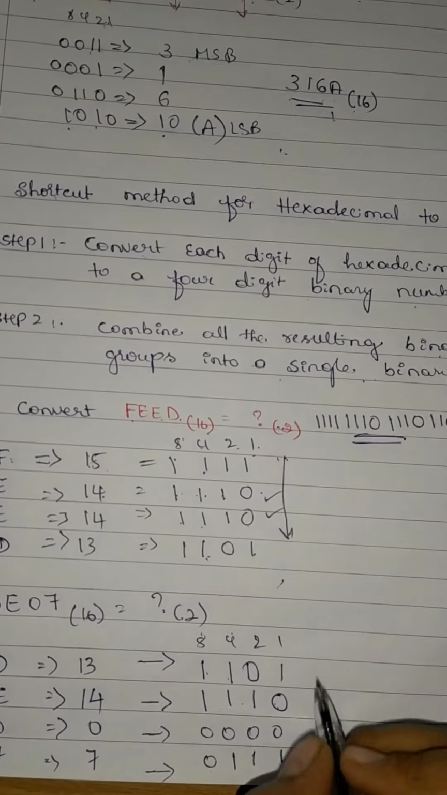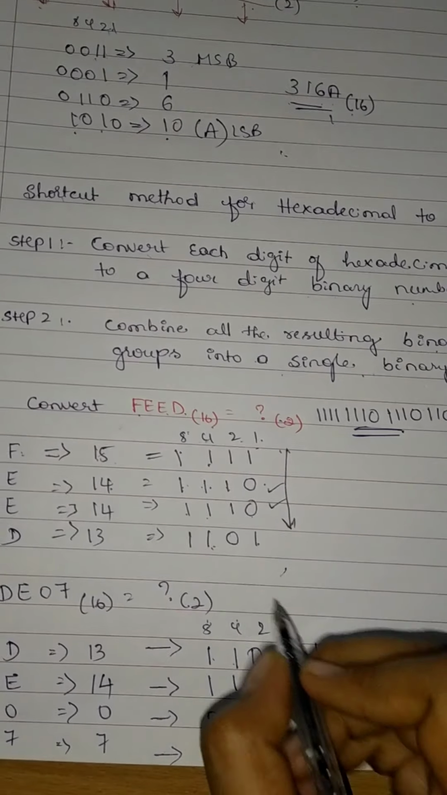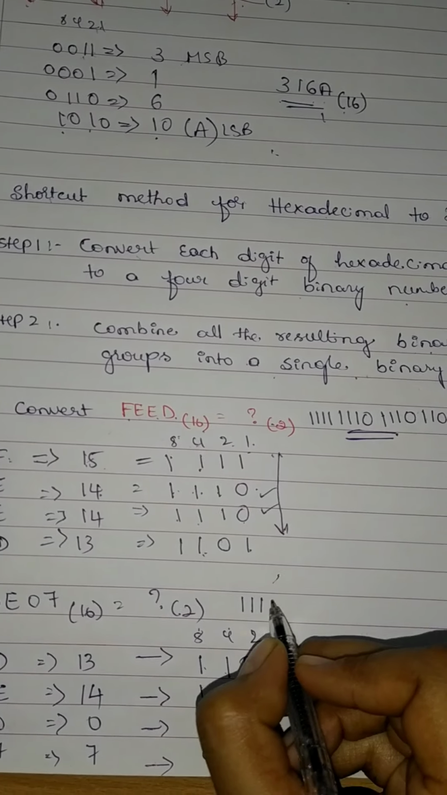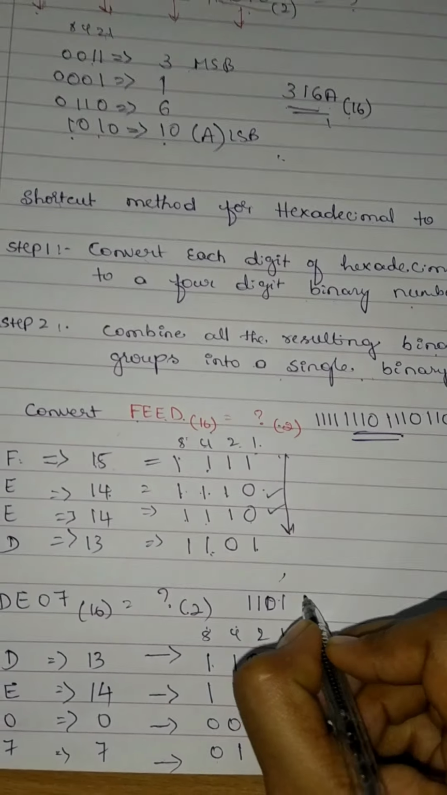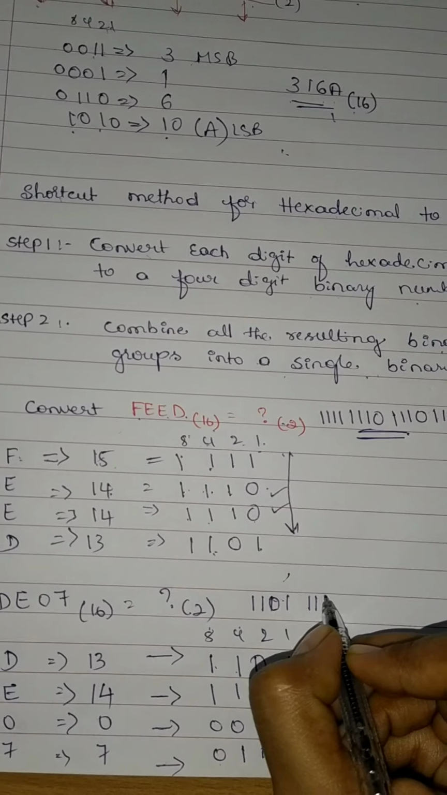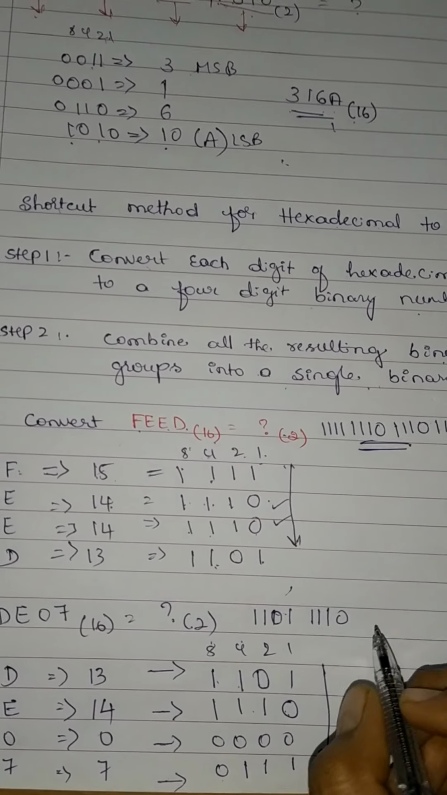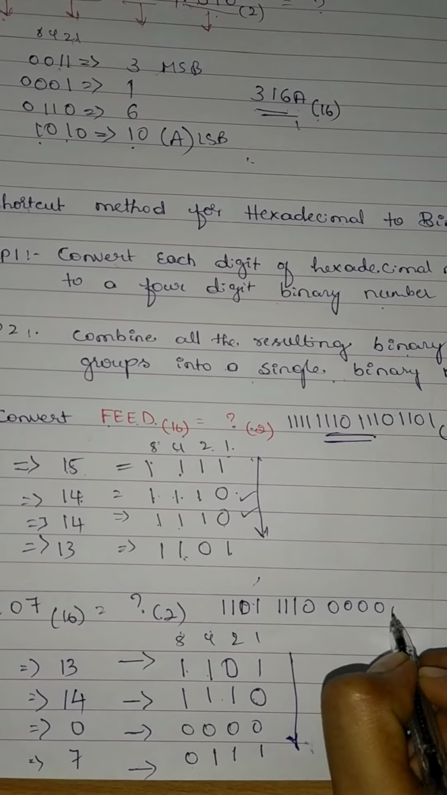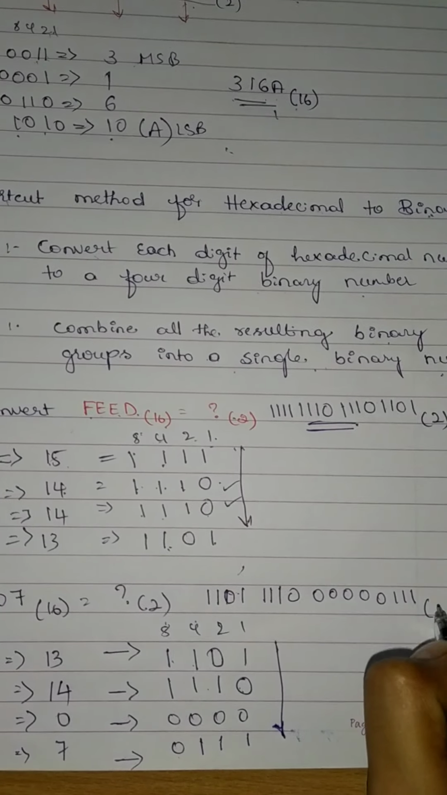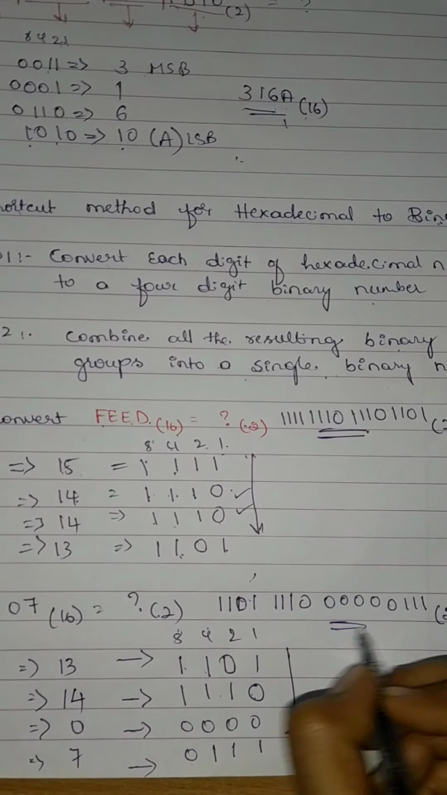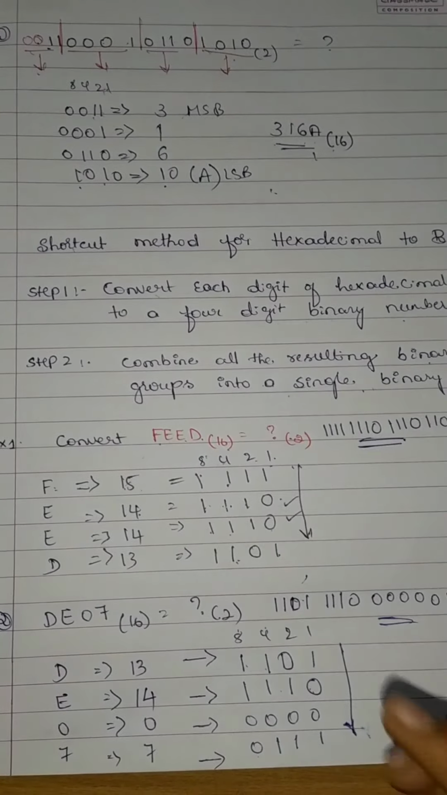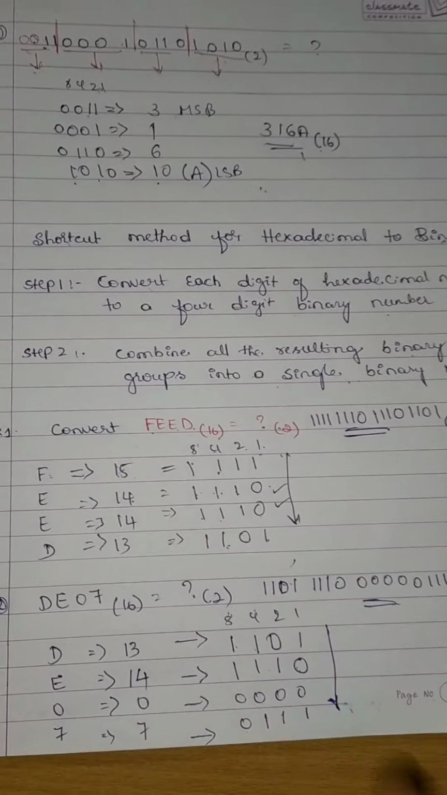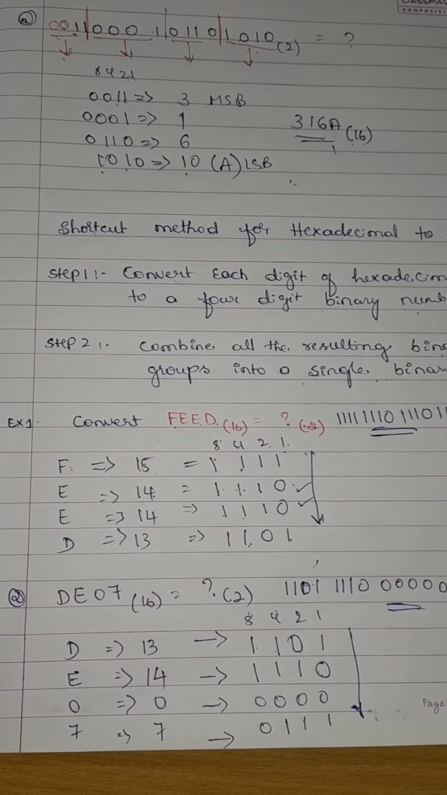Writing in this way, the output will be 1101, then 1110, then four zeros, then 0111. The base is 2. This is how conversion of hexadecimal to binary needs to be done. These kinds of problems are very important.